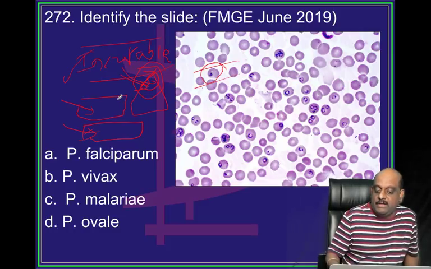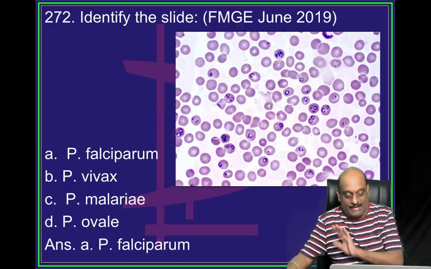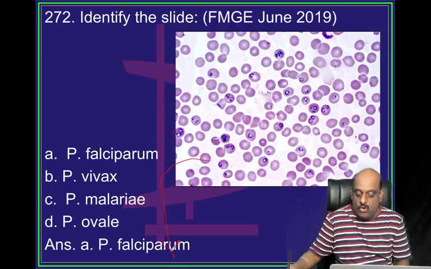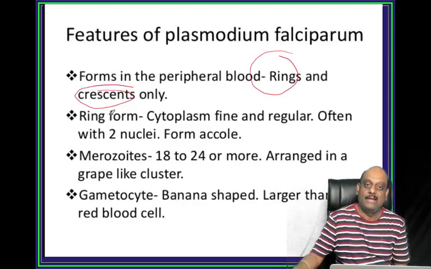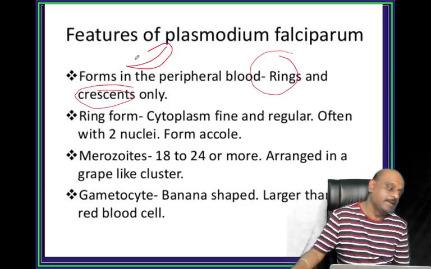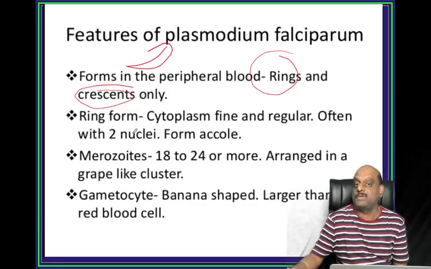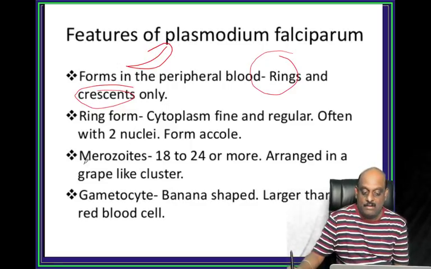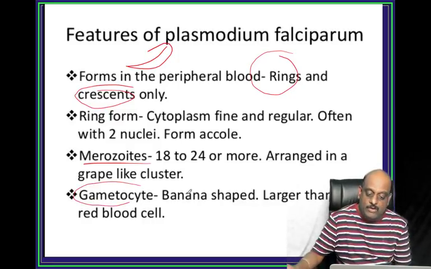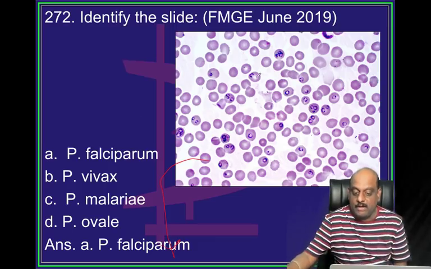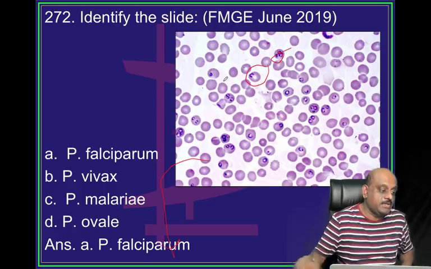So doctor, what is there in this slide? Ring forms are there. So doctor, Plasmodium falciparum will show rings, crescents, and banana shaped gametocytes. Then merozoites arranged in a grape-like cluster, banana shaped gametocytes, and the ring forms. You should know how to recognize it in tomorrow's exam.